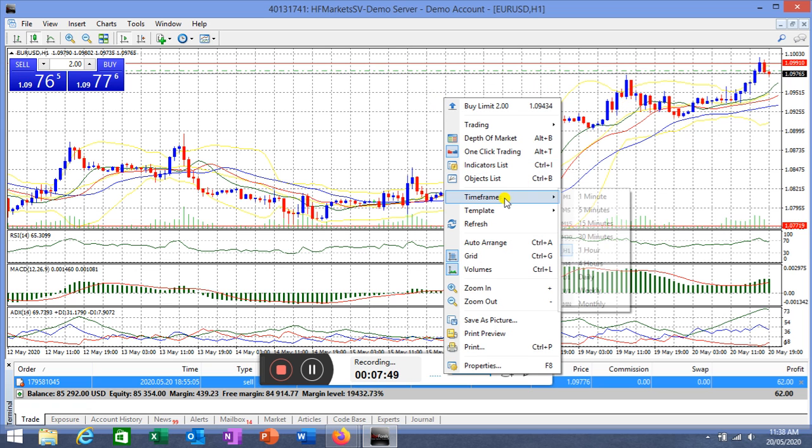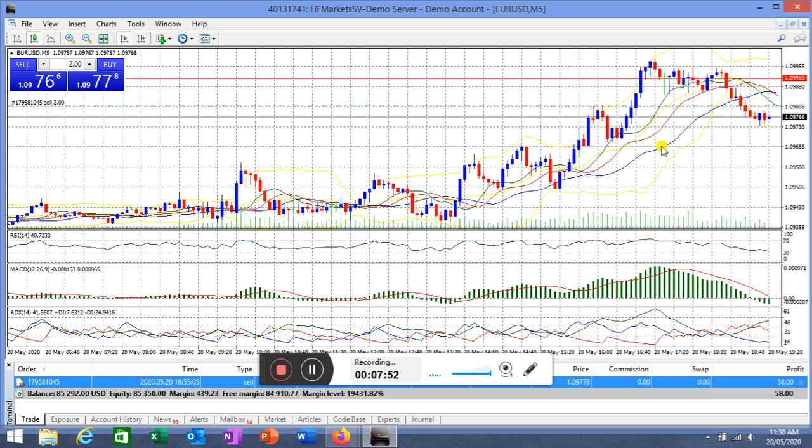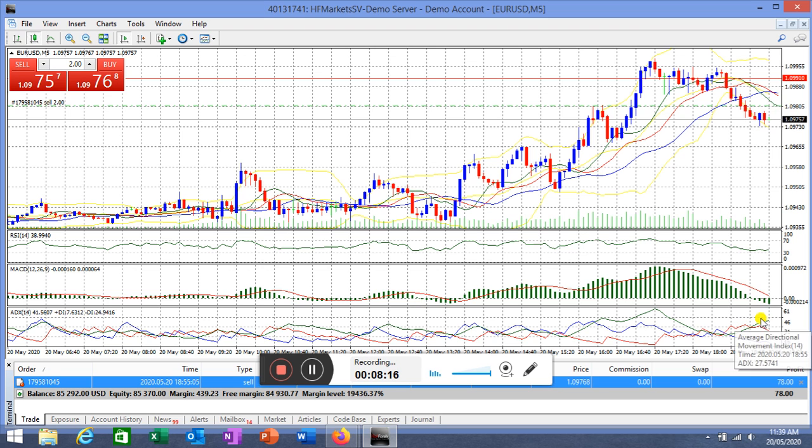Again, we are back to 5 minutes. We notice that the green line in this case crossed the red line, and crossed the blue line as well. That's telling you there's a high probability that we are entering a downward trend. Same thing with the ADX indicator. The green line is high, so it's telling you that this is a true trend. So you're going to be holding.